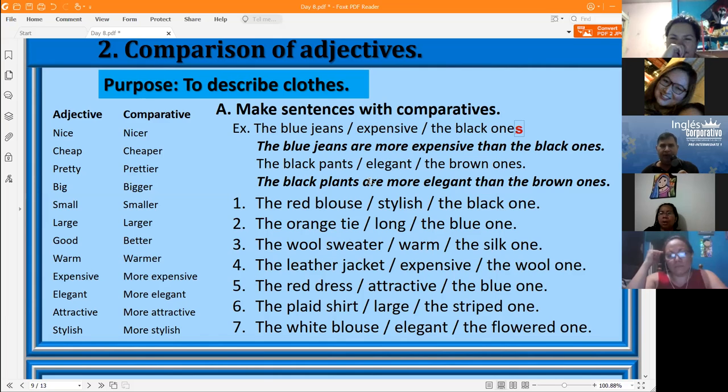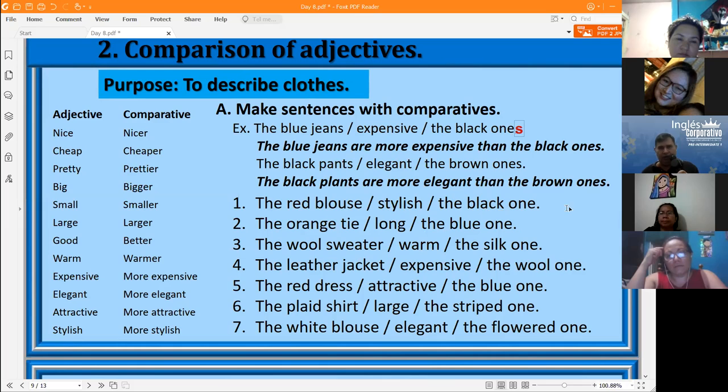Okay, the black pants, elegant, the brown ones. Elegant is also long, so you say more elegant. My black pants are more elegant than the brown ones. Pants, not plants, okay, pants.